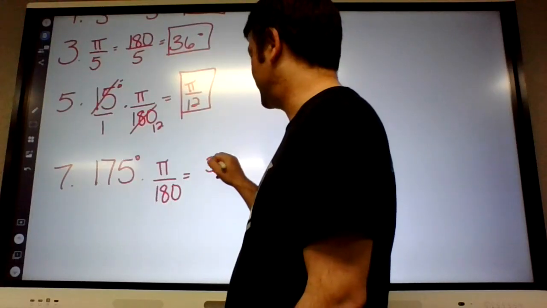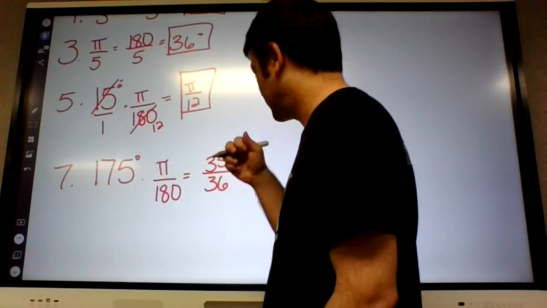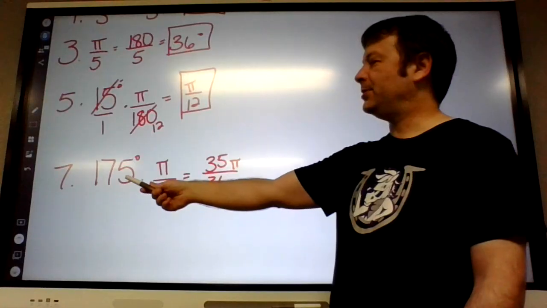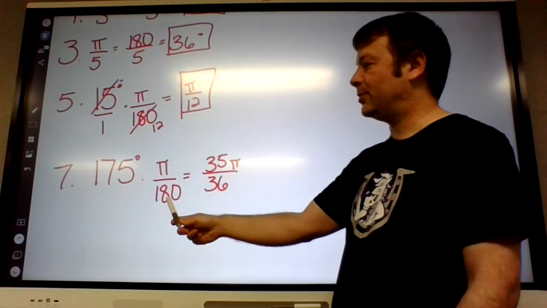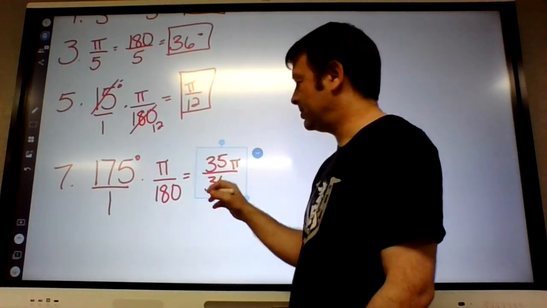This one doesn't reduce as much. In your calculator, you could just plug in 175 over 180, because that's basically what happens. And then just put pi in your answer.